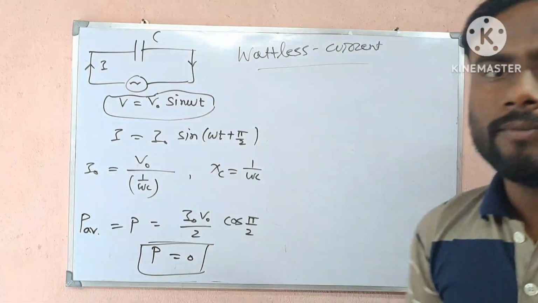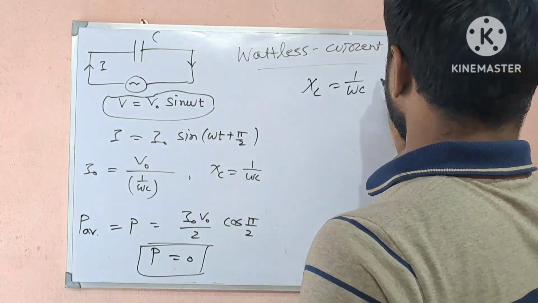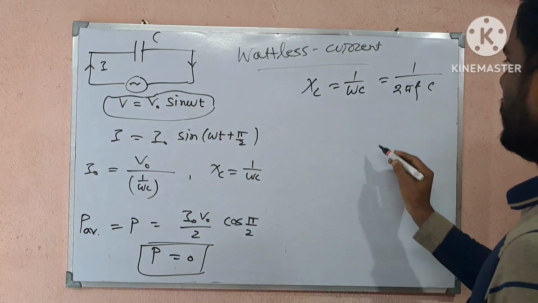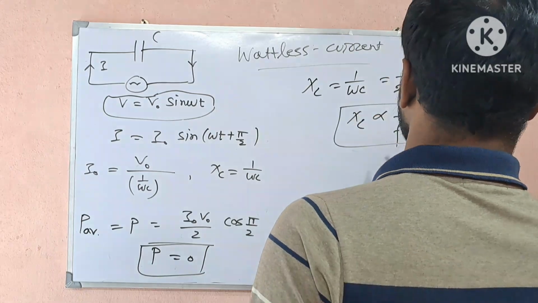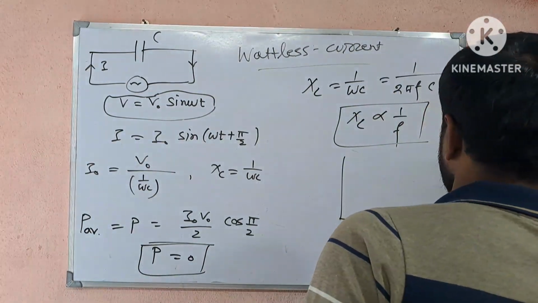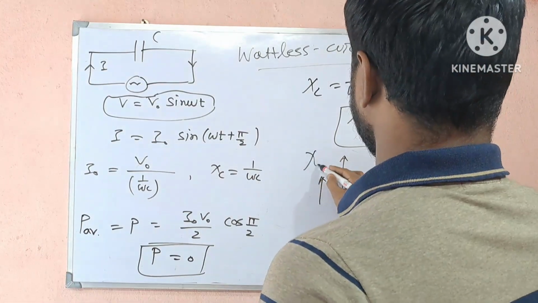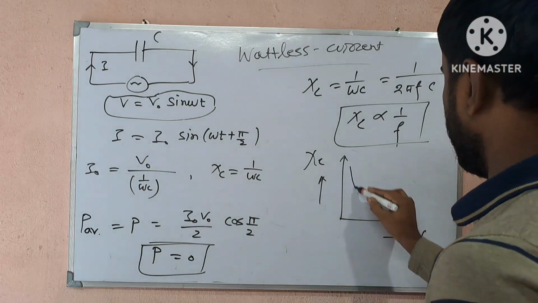Now we'll see a few more things. X C is equal to 1 by omega C. Omega is the angular frequency, so we can write it as 1 by 2 pi f into C. So X C and frequency are inversely proportional. What is the nature of the graph between them? If we plot frequency on the x-axis and capacitive reactance along the y-axis, then that will be the graph.